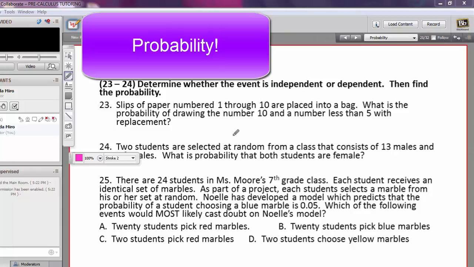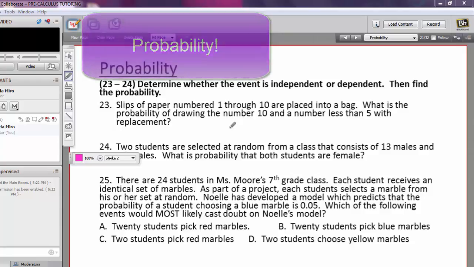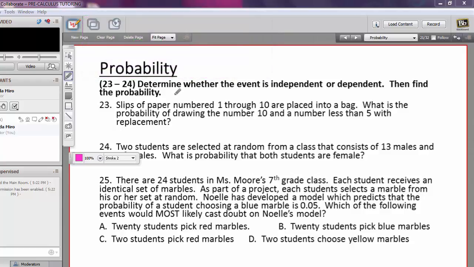Okay, I'm going to go ahead and talk now about probability. So in our probability section, it wants us to first determine whether the event is independent or dependent, then find the probability. Slips of paper numbered 1 through 10 are placed into a bag. What is the probability of drawing the number 10 and a number less than 5 with replacement?